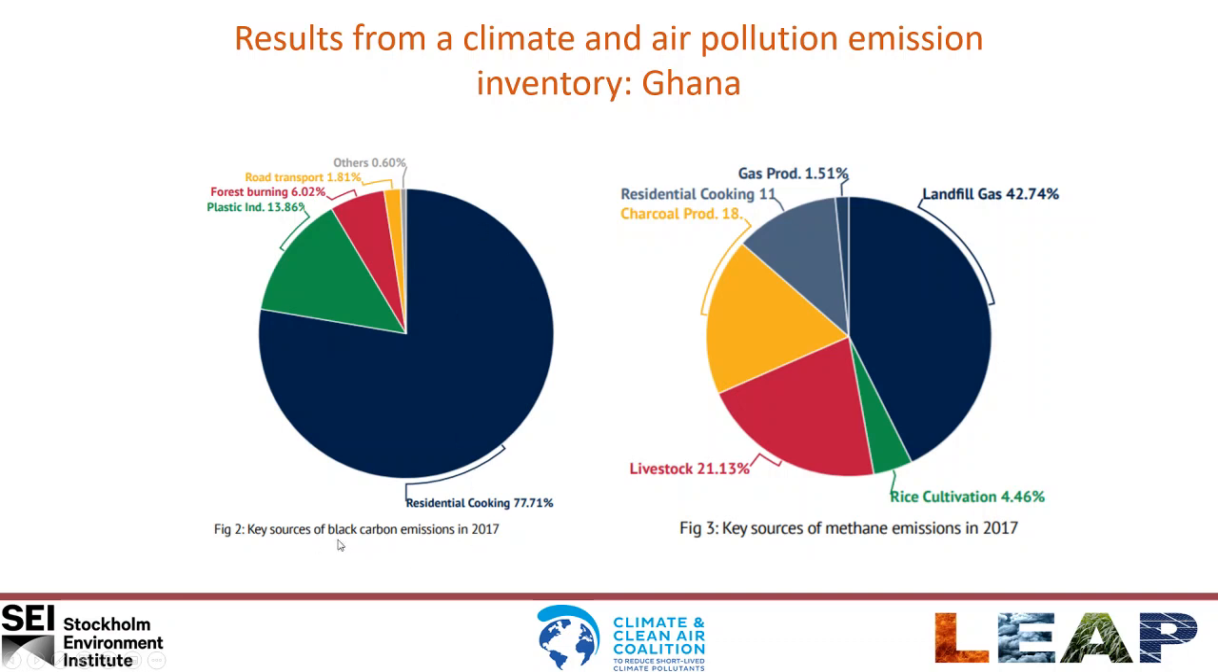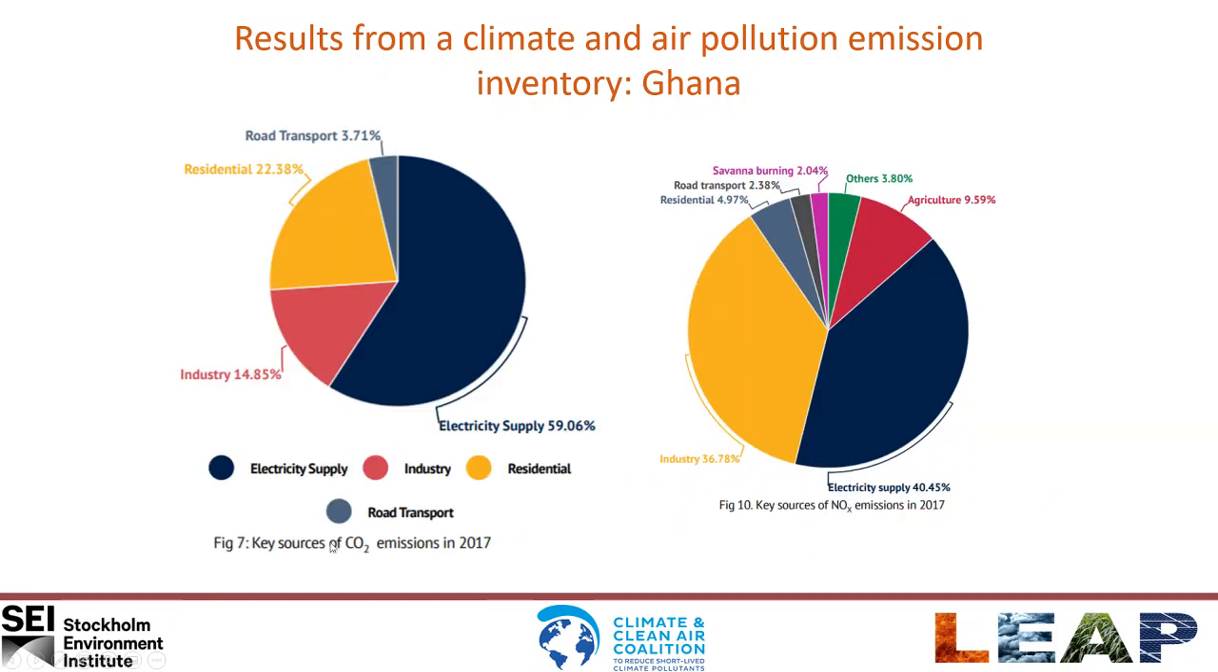They can see where the major sources of black carbon, for example, come from: residential cooking. And then for methane, the major source is landfill gas from the waste sector. And for carbon dioxide, they have electricity supply, and for NOx, electricity supply and industry were the largest sources across the whole of Ghana. So this is a national scale analysis. But what it shows is that you can look at greenhouse gases, you can look at air pollutants in the same analysis and get a consistent estimate of the contribution of different sources to those different pollutants.